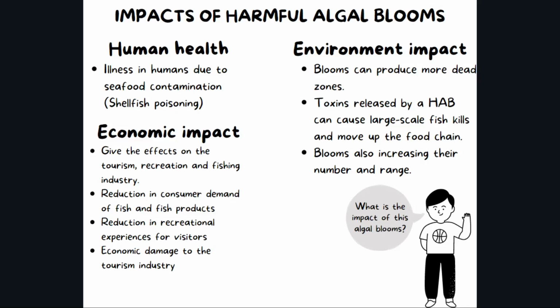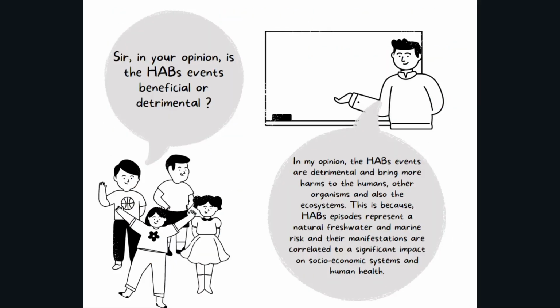The third one, for the environmental impact, the bloom can produce more dead zones. The toxin released by a harmful algae bloom can cause large-scale fish kills and move up the food chain. And lastly, the blooms also increase in number and range by the year. Next, the class asked the teacher, what is your opinion? Is the harmful algae bloom event beneficial or detrimental?